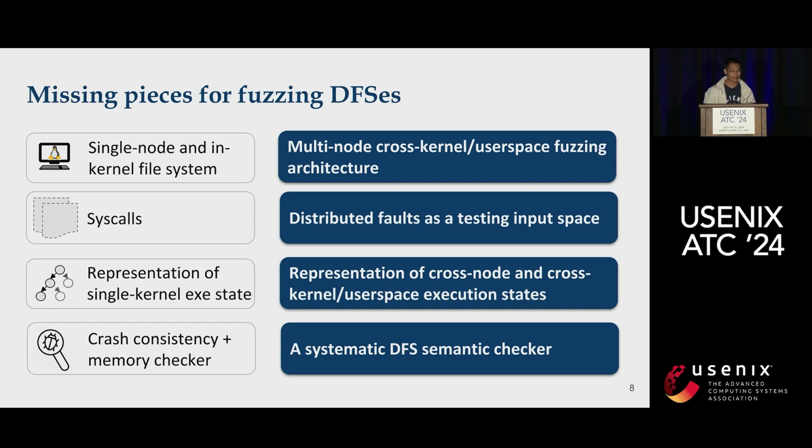Finally, existing file system checkers can only report memory bugs and one kind of semantic bug, crash consistency bugs, under the sequential testing scenario. However, semantic bugs in distributed file systems are more than crash consistency bugs, and these semantic bugs can be exposed under different testing scenarios, like testing under concurrency and testing under distributed faults. So in this case, we also have to come up with a new systematic semantic checker for distributed file systems.